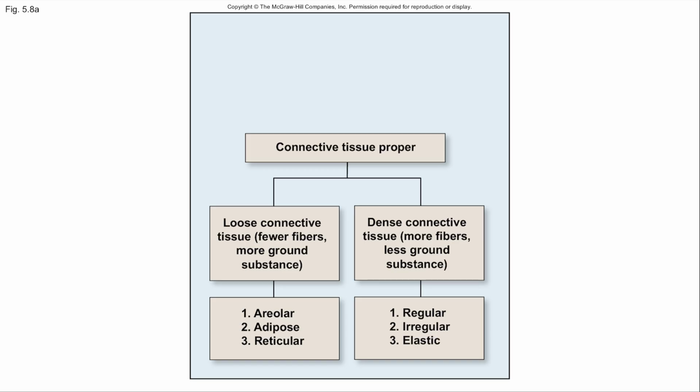They can be subdivided into loose connective tissues, where that extracellular matrix has fewer fibers and more ground substance, and dense connective tissues that have more fibers and less ground substance. As you might imagine, loose connective tissues are more squishy, more gel-like, gelatinous, whereas dense connective tissues are going to be tougher and have more physical strength to them.